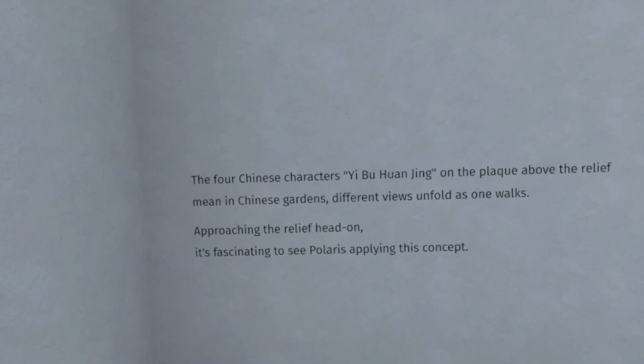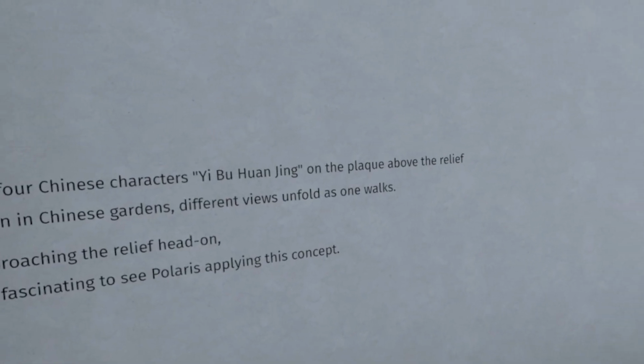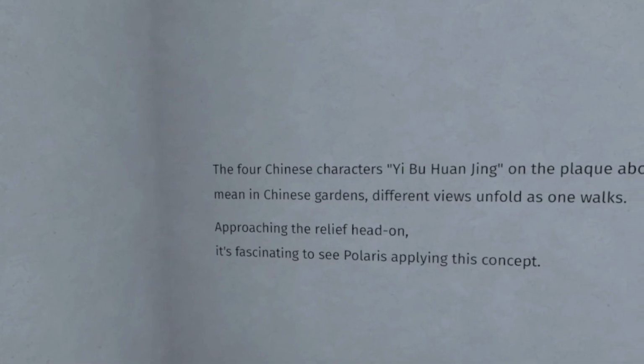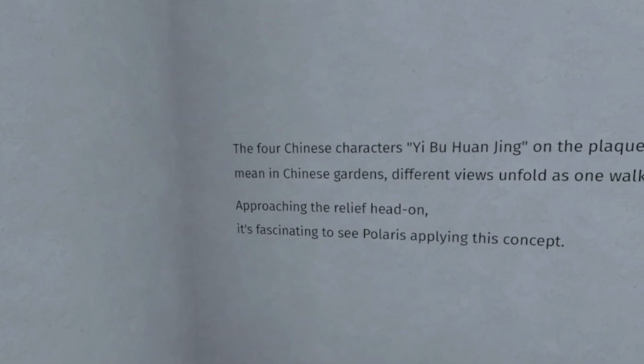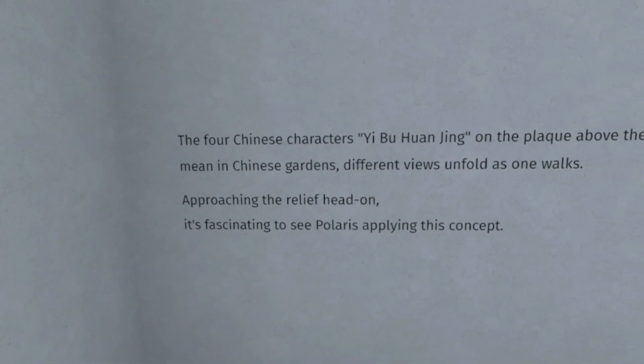The 4 Chinese characters, Yibu Wan Jing, on the plaque above the relief mean in Chinese gardens: different views unfold as one walks. Approaching the relief head-on, it's fascinating to see Polaris applying this concept.